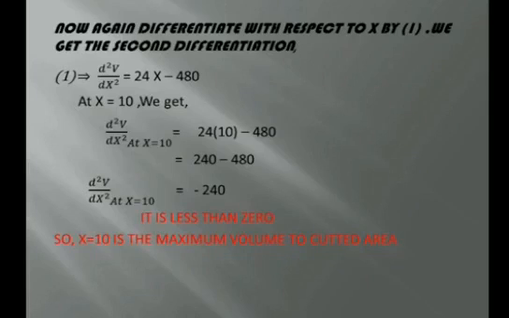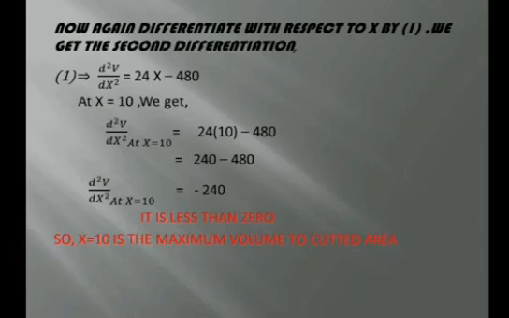So the second derivative, d square V divided by dx square at x is equal to 10, is equal to minus 240. This minus 240 is a negative value, less than 0. If it is less than 0, the value is a maximum. So x is equal to 10 is the maximum value of the cut length.